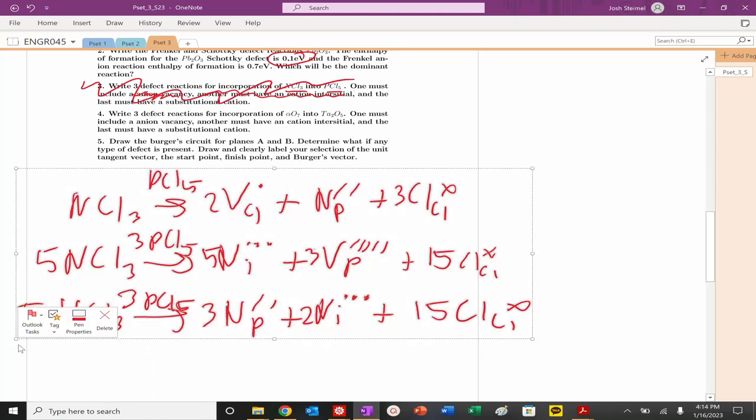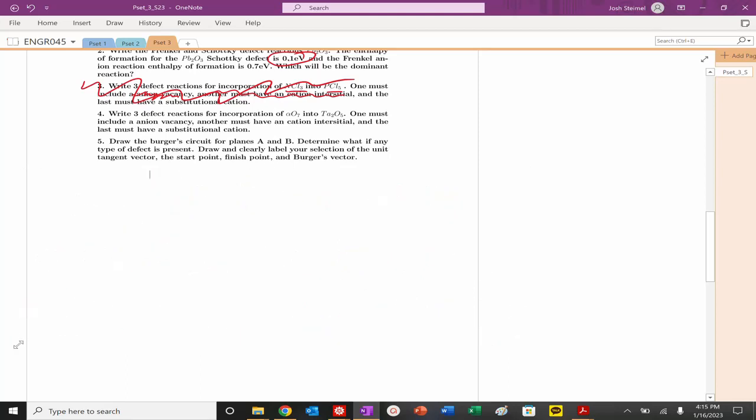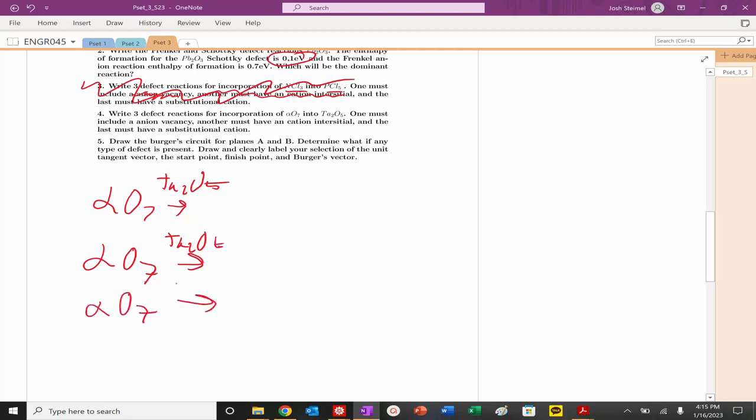Let's delete this. So I need to do alpha O7 into Ta2O5. So alpha O7 goes into Ta2O5, and then alpha O7 goes into Ta2. Now this is obviously a crazy example. So alpha is going to be equal to 14 plus. Again, ridiculous, but again, we can do the same procedure.